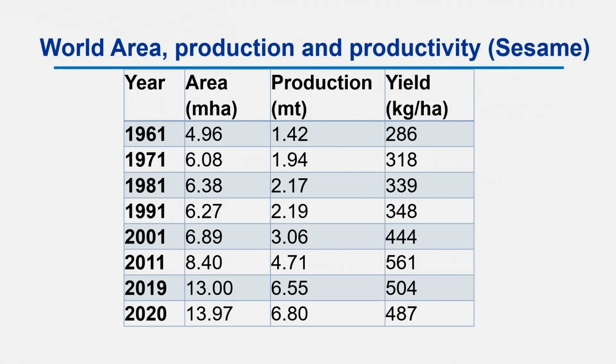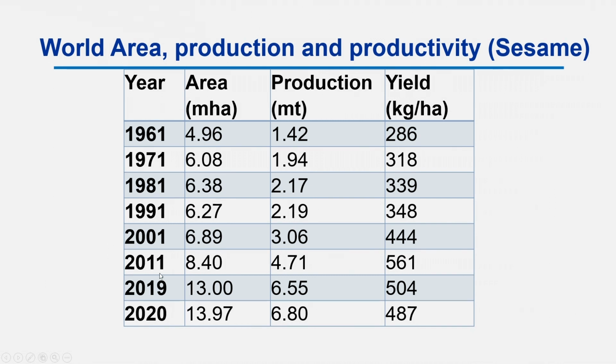Now, let us see the world area, production and productivity of sesame. And friends, you can see this table. In the first column you can see the year. So, it is at 10 year intervals: 1961, 71, 81, 91, 2001, 11, 19, 2020, etc. Now, you see area; what is happening to the area of til or sesame in India. In 1961, it was 4.96 million hectare. 1 million is equal to 10 to the power 6. And then in 1971, it increased to 6.08, and then there was a slight increase here and there.